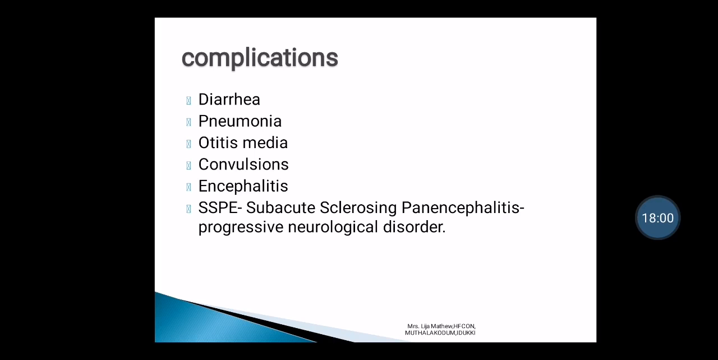Then otitis media. What is otitis media? It is the inflammation of the inner ear. So otitis media can be one of the causes. Then convulsions can be a complication. Then encephalitis can be a complication. And SSPE. What is SSPE? Subacute sclerosing panencephalitis. That is a progressive neurological disorder. There is no need for you to study much about this. At least remember this terminology.